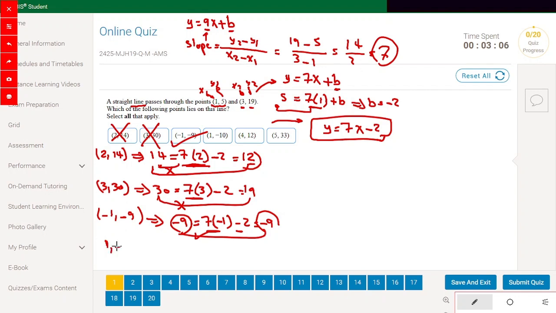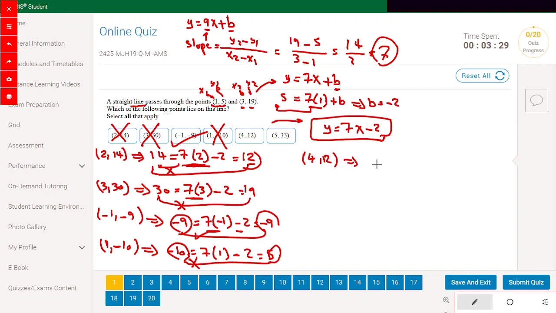Take (1, -10). So -10 equals 7 multiplied by 1, minus 2, which is equal to 5. They are not equal, so this is not the right point. Then (4, 12). So 12 equals 7 multiplied by 4, minus 2. 7 multiplied by 4 is 28, minus 2 is 26. So they are not equal, and this is not a right point.